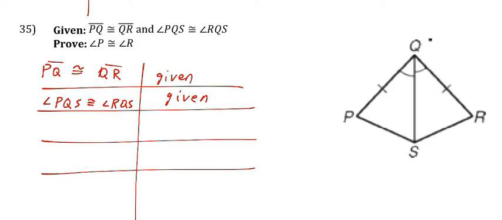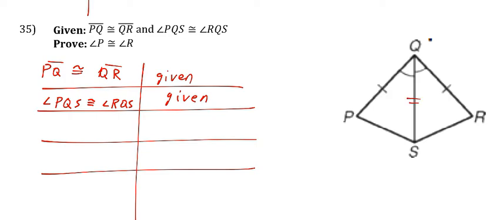Proof here. We have the given information, and I just wrote it on 2 lines. You can write it on 1 line, whatever. So that's given to us. There's not much else to do here except to prove that angle P is congruent to angle R. Now, we can't really do that yet, but we can try to prove the triangles are congruent.